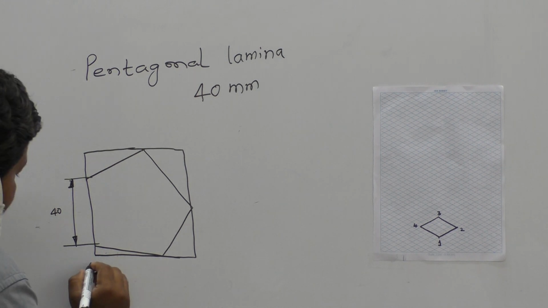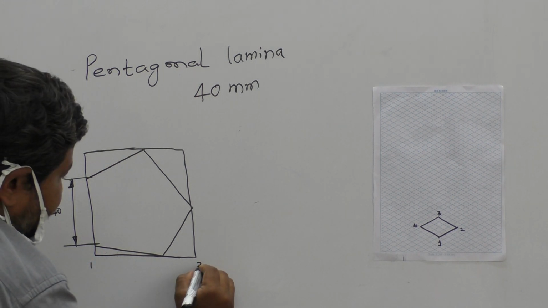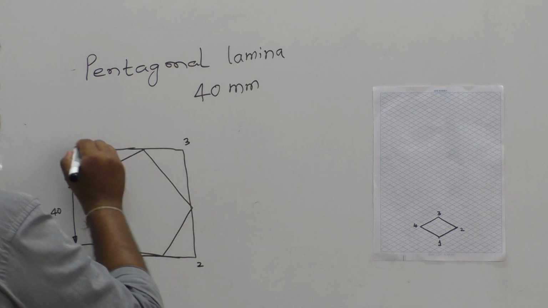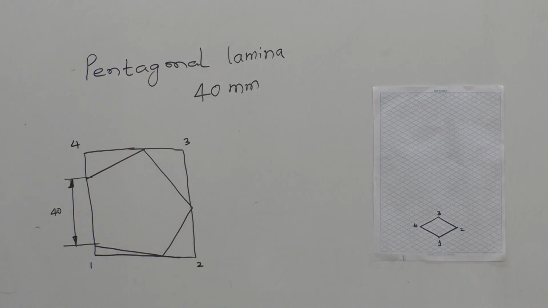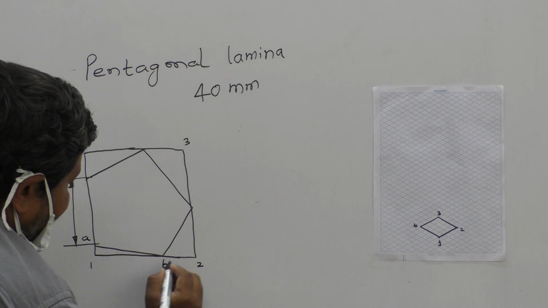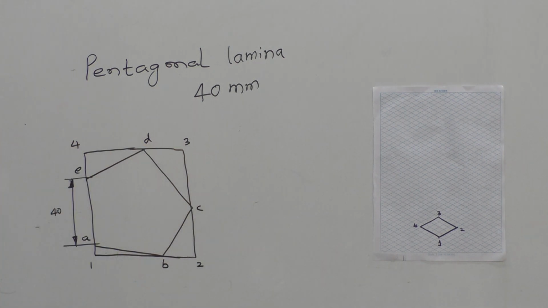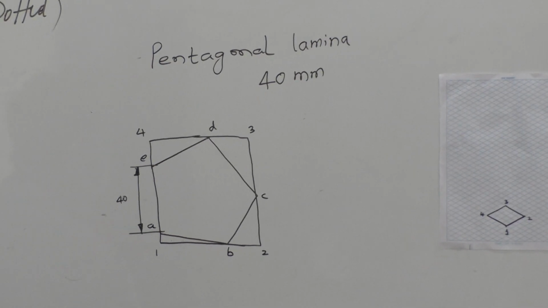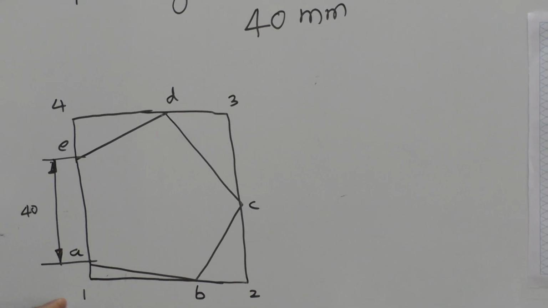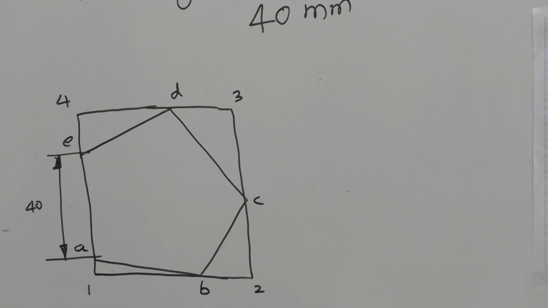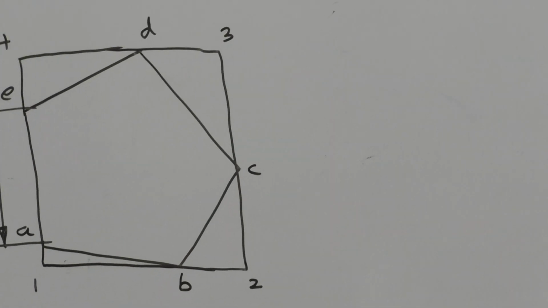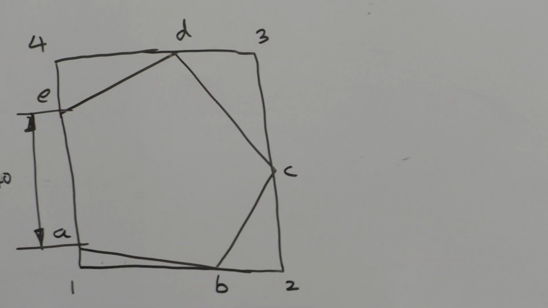So now I will call the corners of this box 1, 2, 3 and 4, and I will name the corners of the pentagon A, B, C, D and E. So A, B, C, D, E are the corners of the pentagonal lamina, and this pentagonal lamina is enclosed in a box 1, 2, 3 and 4.